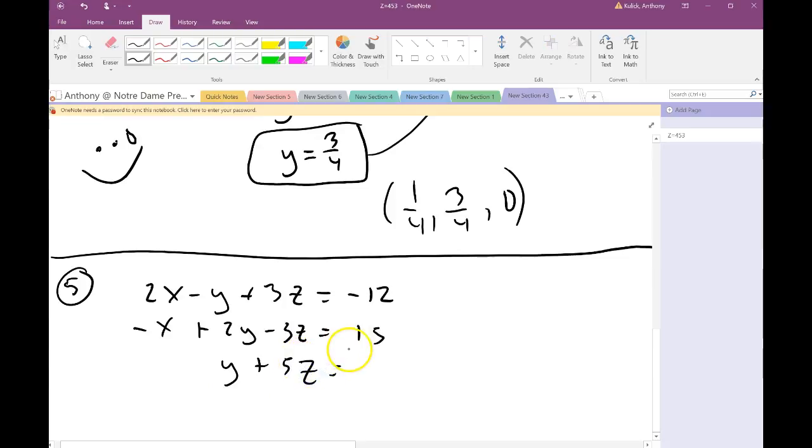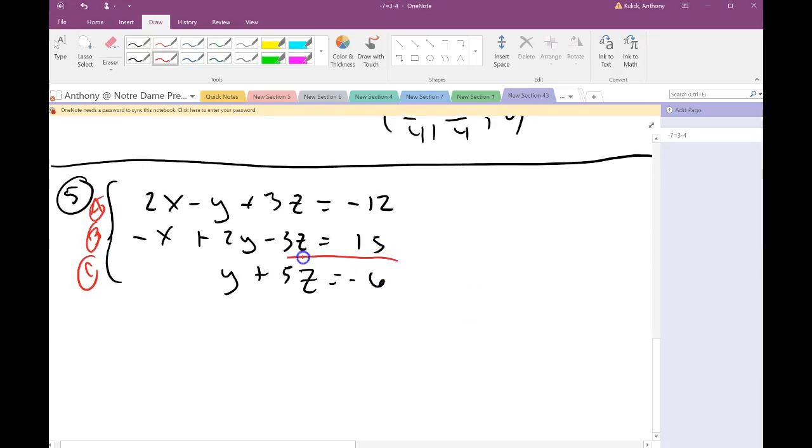so you might look at this and go, what the heck am I supposed to do? This looks so hard. It's actually made exceptionally easy for you. Because notice I already have an equation with the x eliminated from it, right? So I'm already halfway done with my elimination. So what I need to do is eliminate the x from the other two equations.